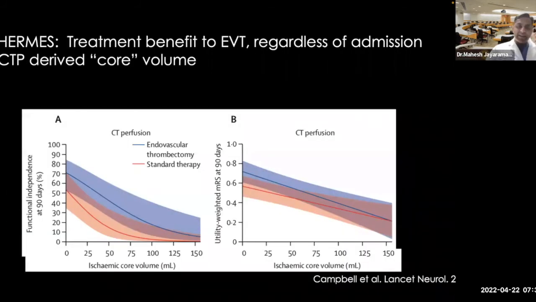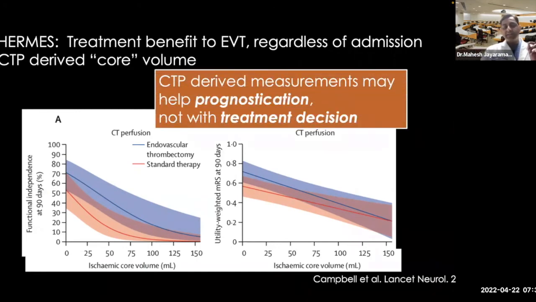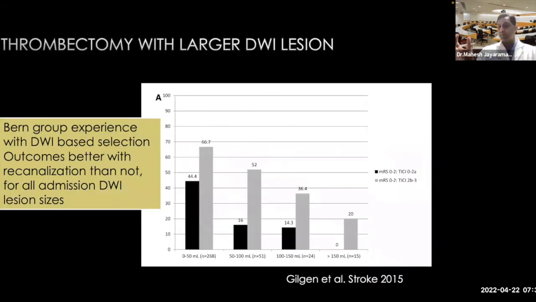In the HERMES data set, again, they looked at CT perfusion ischemic core volumes and compared it to outcome. So here is the core volume on the x-axis. The y-axis is independence at 90 days. And what you'll notice is that at every single ischemic core volume, the thrombectomy group did better than the medical therapy group, right? And so the CT perfusion derived measurements may help with prognostication, but probably not with treatment decision, an important concept.